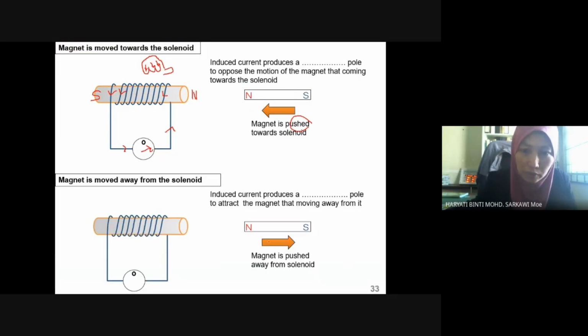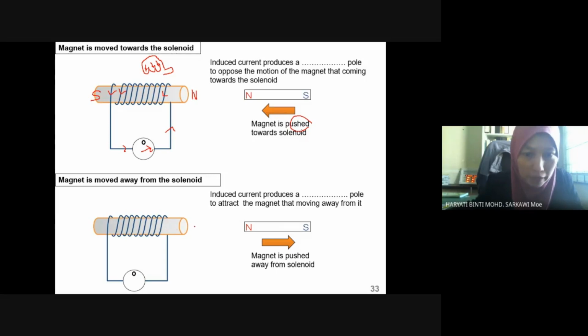Now, assume the magnet is already inside, but stationary. That means there is no deflection of the galvanometer pointer. Now, you pull the magnet out. What I mean is half of the magnet is already inside, so as not to confuse you. So now you pull the magnet out.